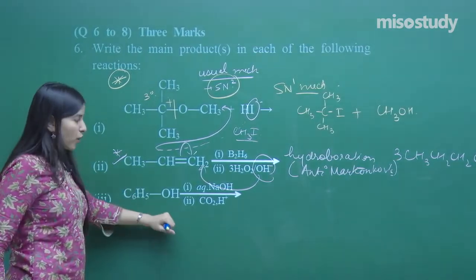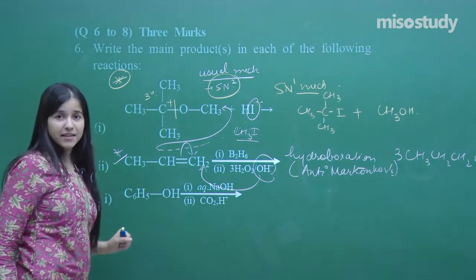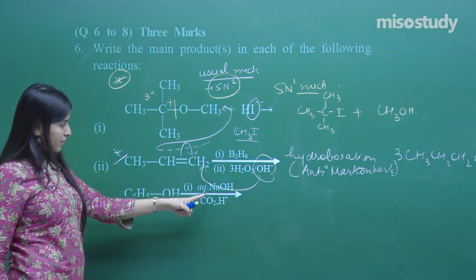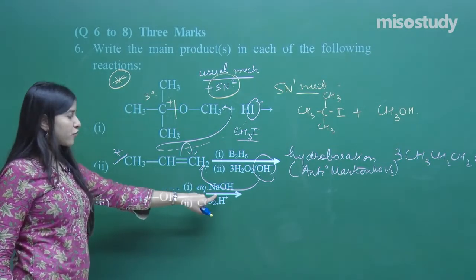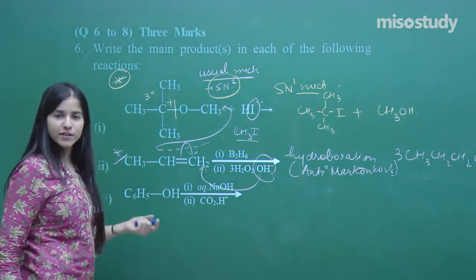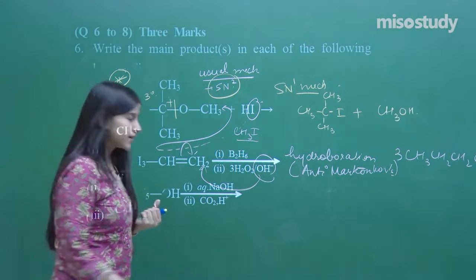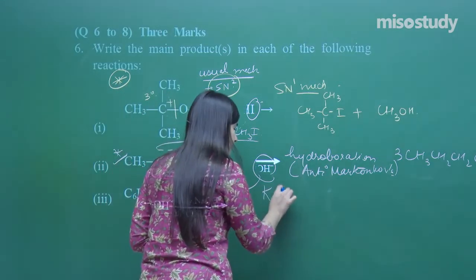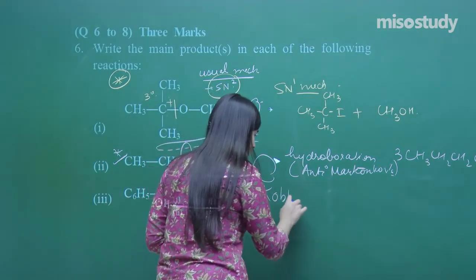Next, what reaction is this? Again a named reaction. So see here, at the very first step I have got aqueous NaOH and then CO2 in the presence of H positive. What is it? It's Kolbe's reaction, whatever you call it.